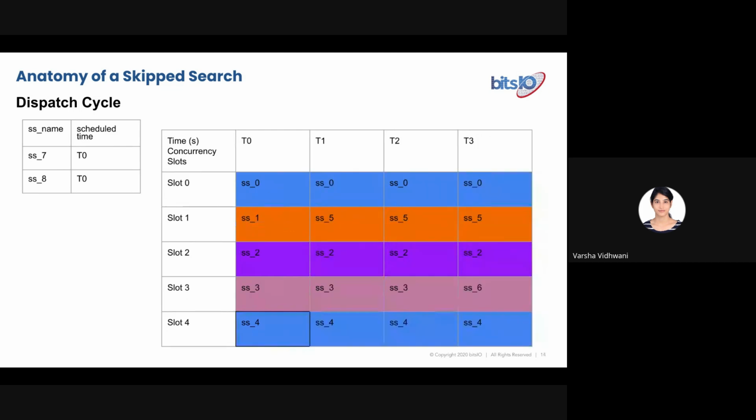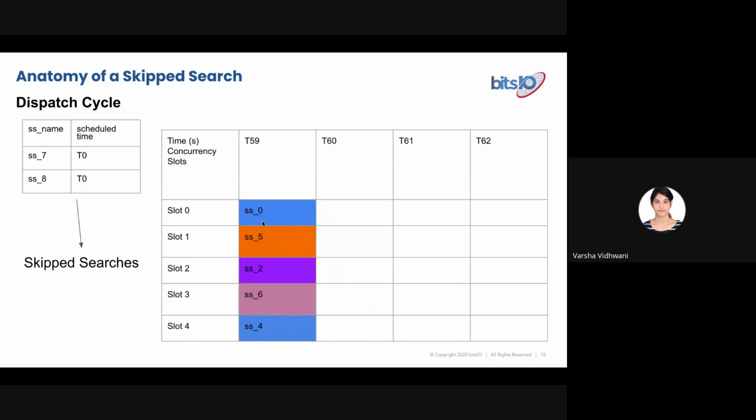But if we see, let's say the priority, if the slots are full, like we had a 5 concurrency limit, and this keeps running for the next 59 seconds, and we still have those two searches, the counter will reset at the 60th second, in the next cycle, and the searches which are left will be skipped.